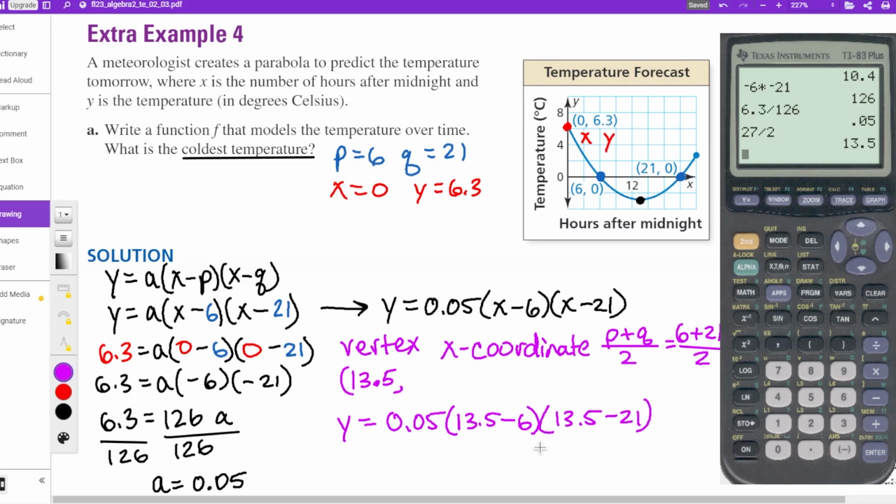0.05 times 13.5 minus 6 times 13.5 minus 21. And this is something you could type directly into your calculator. 0.05 times 13.5 minus 6 times 13.5 minus 21. And we get that minimum, that lowest temperature, to be negative 2.8125, or about negative 2.8 degrees Celsius.